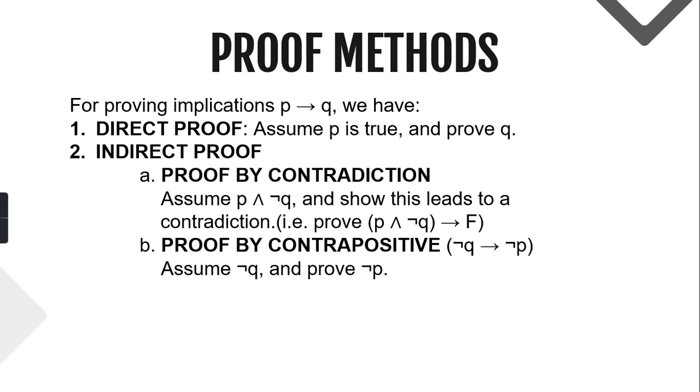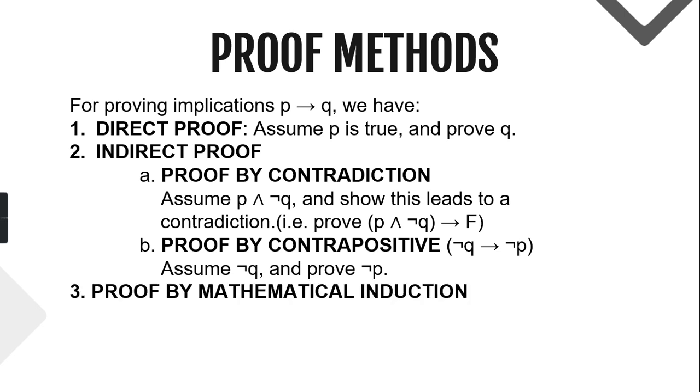Next one, proof by contrapositive, not Q implies not P. So, we are going to assume not Q and prove not P. Okay, or negation. Negation kasi yan. And then, lastly, proof by mathematical induction. So, unahin muna natin, no, direct proof.